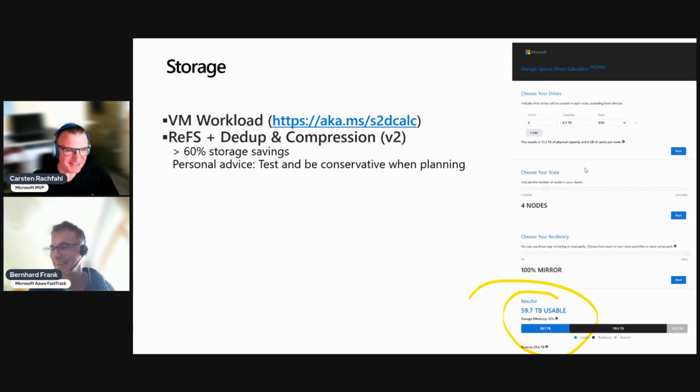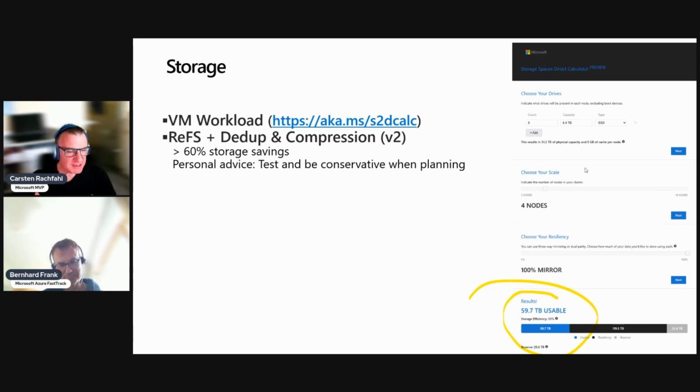Let me add something here. So we both had not, I think, the best experience with version 1. There were many problems involved with that. And I'm very happy that Microsoft decided to do a version 2, so build it up from the ground up.